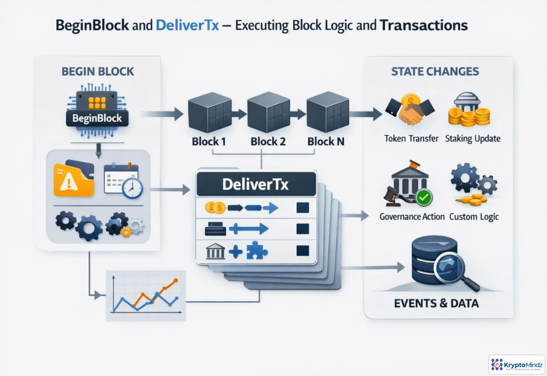At the start of each block, BeginBlock runs block-level logic before transactions are processed. This might handle evidence, update module state, or trigger scheduled actions. Then DeliverTx runs once for every transaction, in the exact order selected for the block. Each call reads state, applies deterministic changes, and emits events. Those events make execution observable, while determinism ensures every node reaches the same final state.